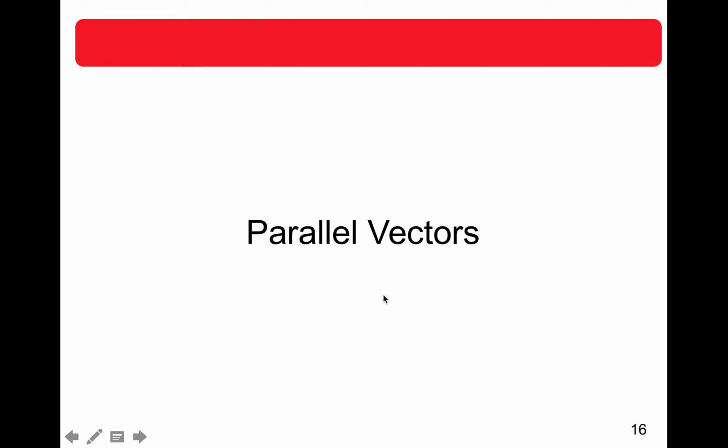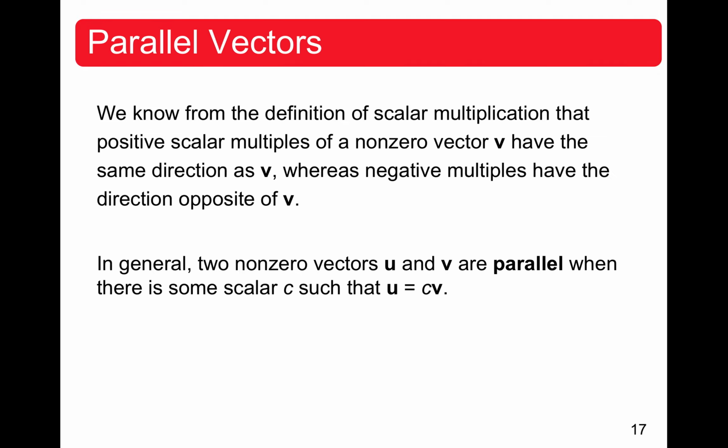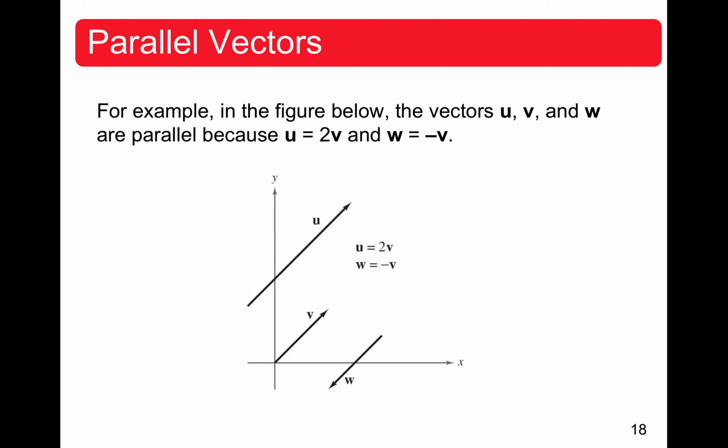Okay, so the next thing we're going to talk about is parallel vectors. We know from the definition of scalar multiplication that positive scalar multiples are going to have the same direction. So that's going to mean that they're going to be parallel. If we can multiply a vector by a number and turn it into another vector, then we know that those two vectors are parallel. So this is an illustration of that.